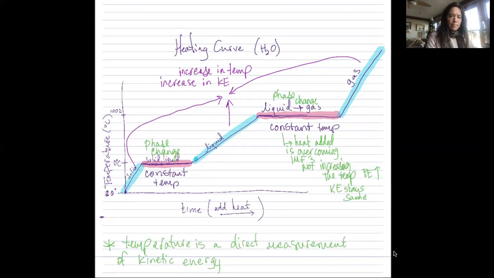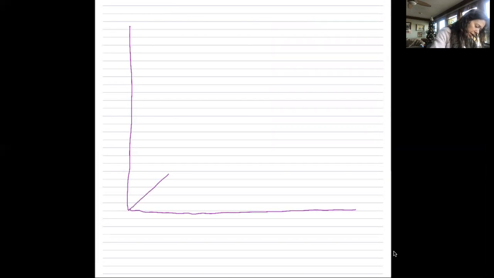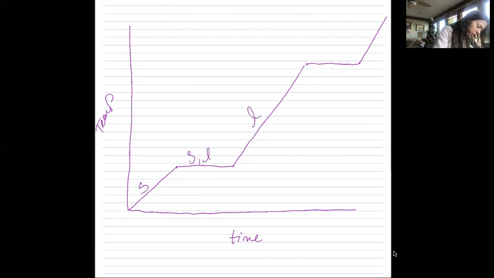All right. Now, let's draw that again because it'll get too messy. I need to add more information to it. So we have a solid, we're heating it up. The solid begins to melt. We have a liquid, we're heating it up. The liquid begins to boil. We have a gas that's heating up. All right, this is your temp. This is your time. All right, solid, solid, liquid, liquid, liquid, gas, gas.